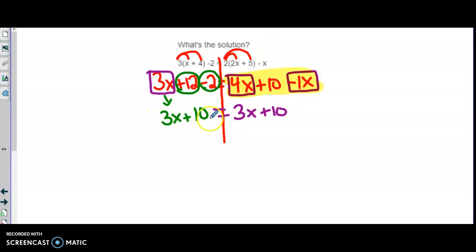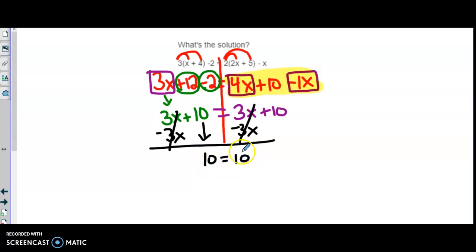Now you might already notice something from this step right here. We have the exact same thing on both sides. If you don't notice it yet, that's fine. You can still do the opposite to get the x's on the same side. 3x take away 3x is 0. So we're left with 10 equals 10.